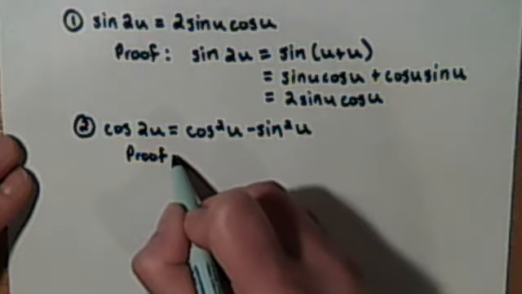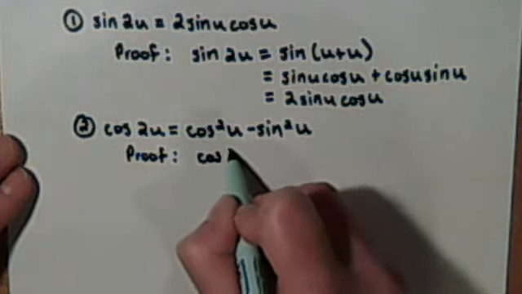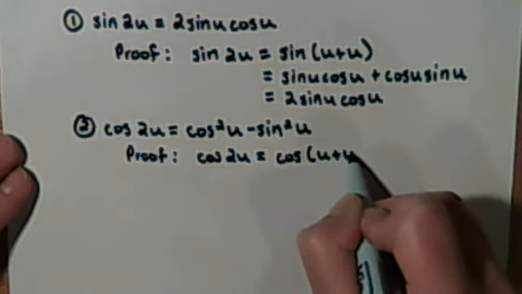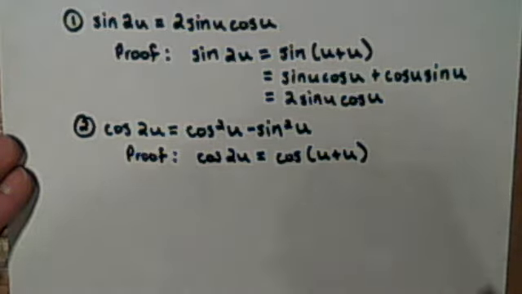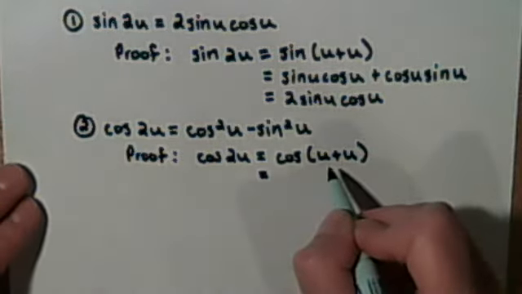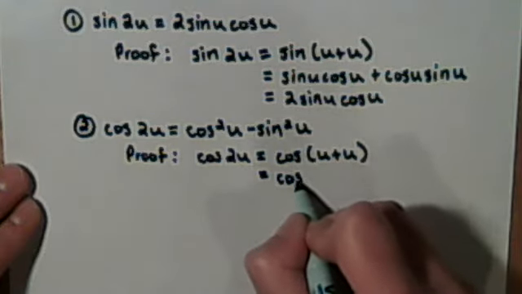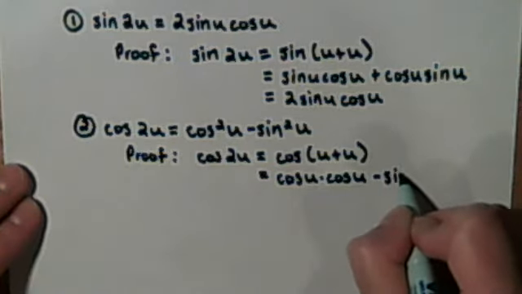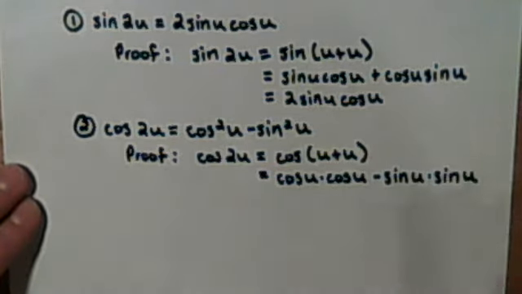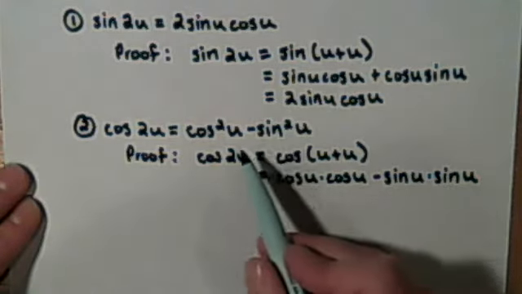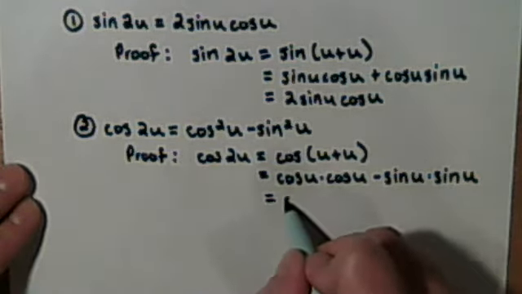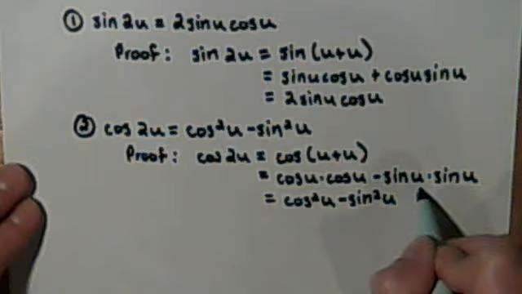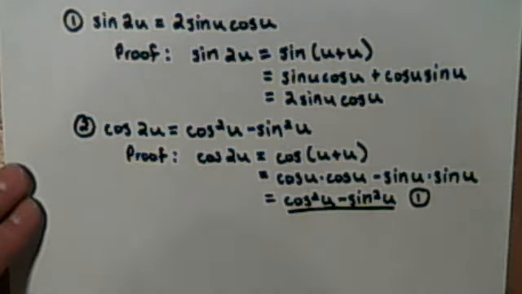the sum formula here. So we can take cosine of 2u and say that's equal to cosine of u plus u. Now when we do that, we apply the formula, which says that we have cosine of u times cosine of u minus sine of u times sine of u. And I think you can see very quickly where this first formula came from. It does equal cosine squared u minus sine squared u. So this is the first version of the formula that we can take a look at.